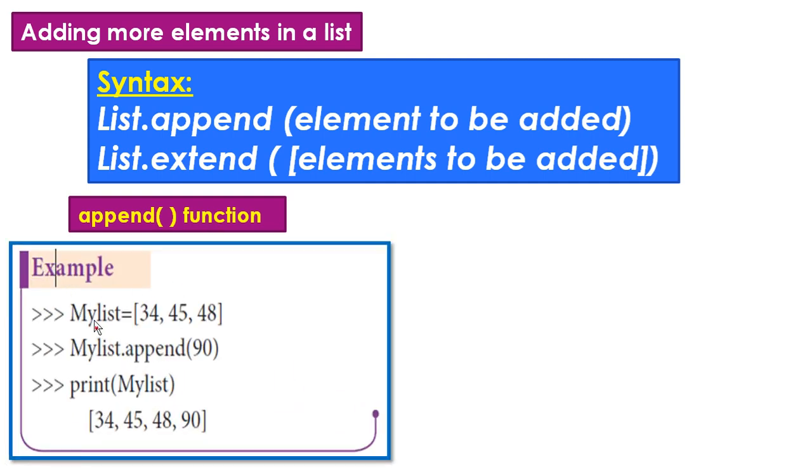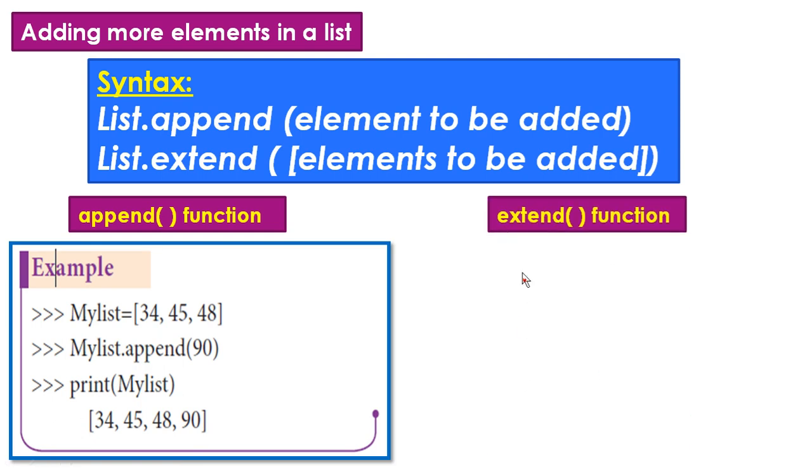This is the example: my list equals 34, 45, 48. Now we append the value 90 after 48, my list.append(90). Now print my list by using the command print my list. The appended list is displayed here: 34, 45, 48 and 90.